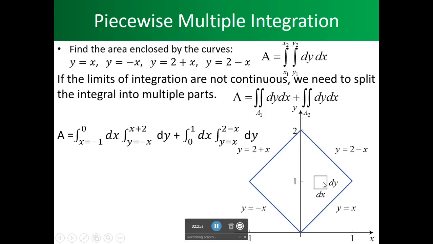Then we can call that area 1. Look at area 2, in reference to x going from 0 to 1. And this is over the function that we have, which is y equals x, and the other function, which is 2 minus x. Okay, so the first one we'd like to look at on the left-hand side, we're going from 0 to minus 1.